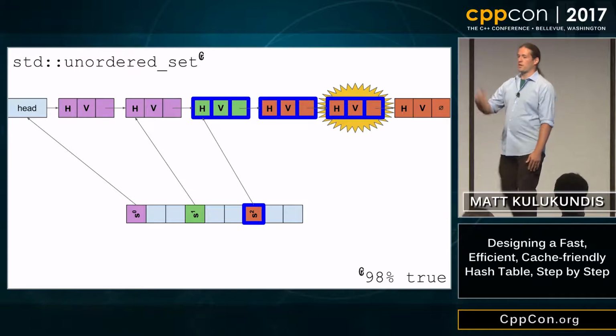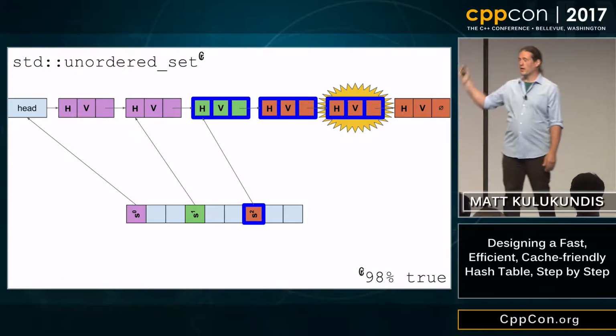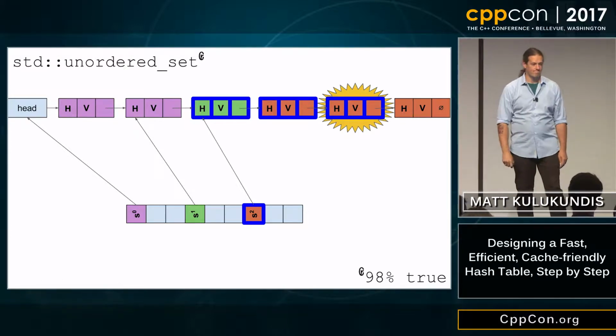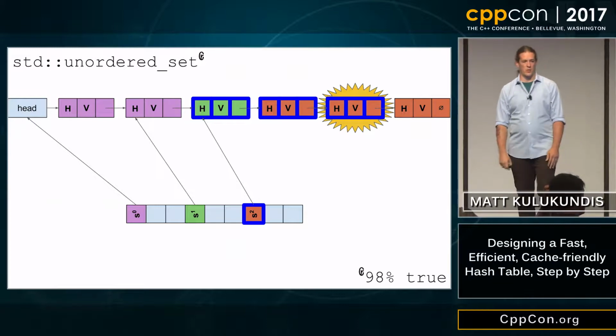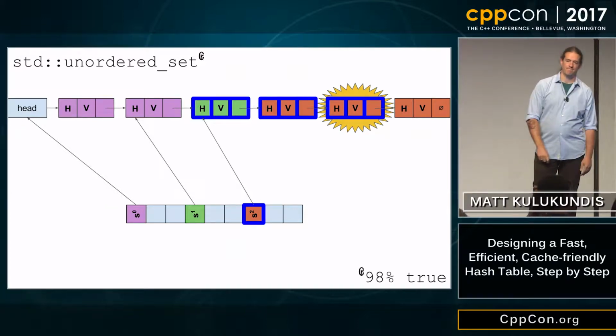And then we skip because it didn't match, and we get to the one we actually wanted. 4 different memory accesses to find that element.